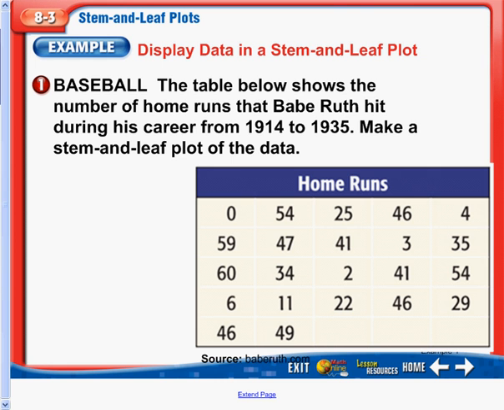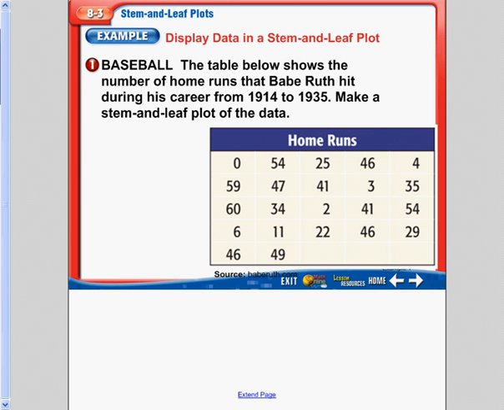On example 1, we have baseball. The table below shows the number of home runs that Babe Ruth hit during his career from 1914 to 1935. Make a stem and leaf plot of the data. We're probably going to need a bigger page here, so we're going to zoom out. Doing our line across the top, then a line down. Again, on the left side we're going to have our stem, and on the right we're going to have our leaf.